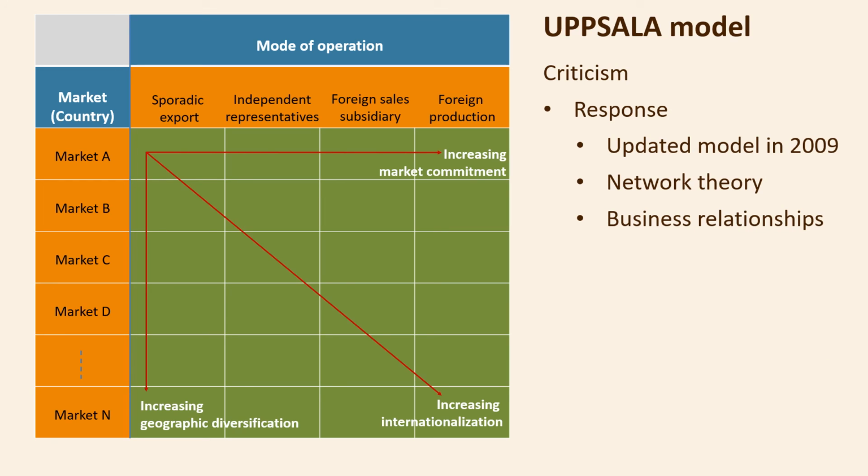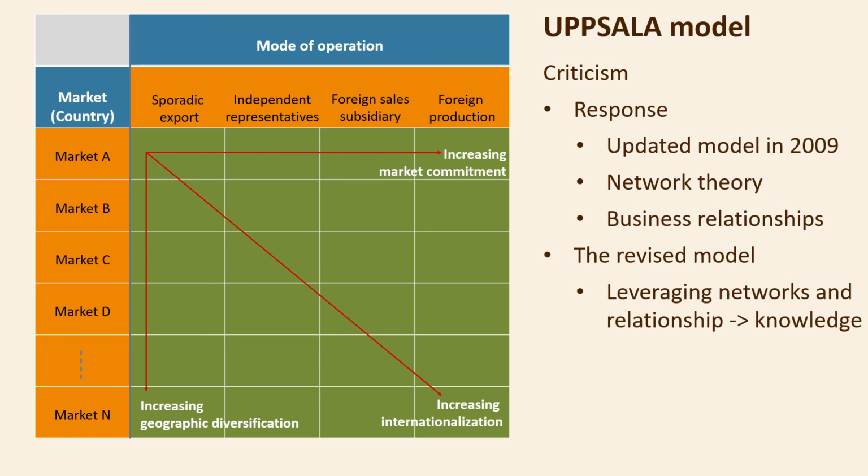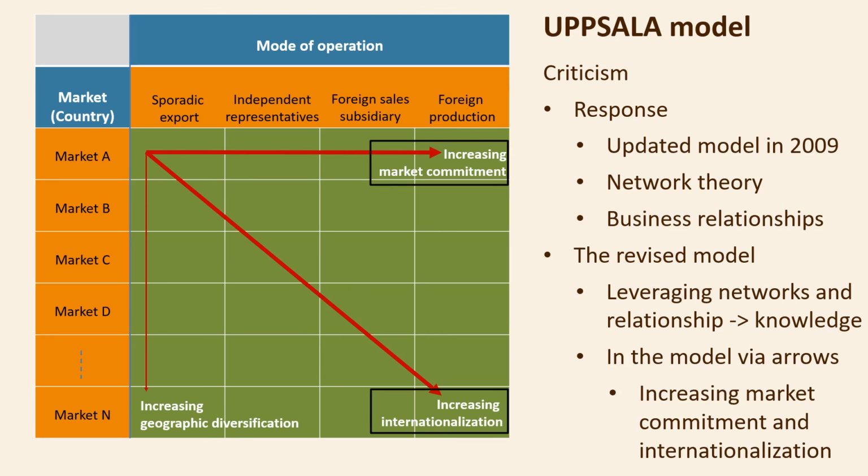In response to these criticisms, Johanson and Vahlne updated the model in 2009 and incorporated network theory to reflect the importance of business relationships and networks in internationalization. The revised model recognizes companies can accelerate internationalization by leveraging networks and relationships to access resources, knowledge, and opportunities. This is implicit in the model via the arrows towards increasing market commitment and internationalization.